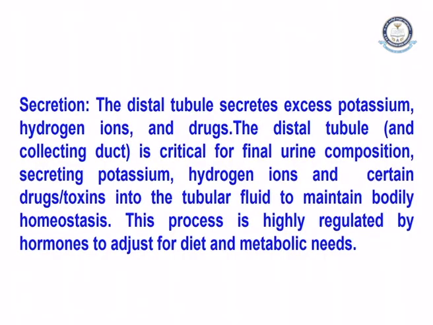Now, we also have the secretion aspect of the urine, secretion in the nephron. This secretion takes place in the distal tubule, and excess potassium, hydrogen ions and drugs are secreted in the urine. The distal tubule and the collecting duct are crucial for the final urine composition, and they secrete potassium, hydrogen ions and certain drugs and toxins into the tubular fluid to maintain body homeostasis.